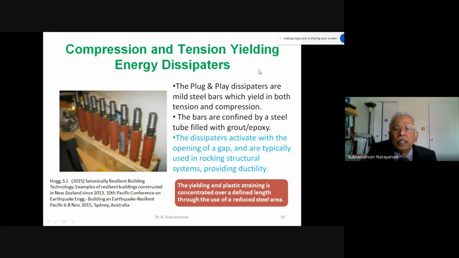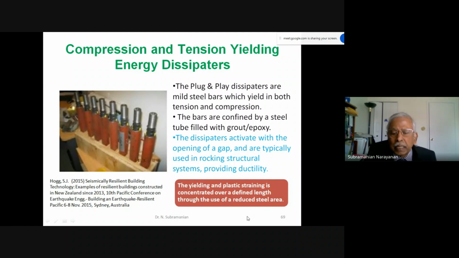So the same building, these are also called the plug and play dissipators. They are mild steel bars with yield both in tension and compression. They are inside this. The bars are confined by steel tubes filled with grout and epoxy. This is a tube, and the bar is inside. The dissipators activate with the opening of a gap and are typically used in rocking structural systems, providing ductility.